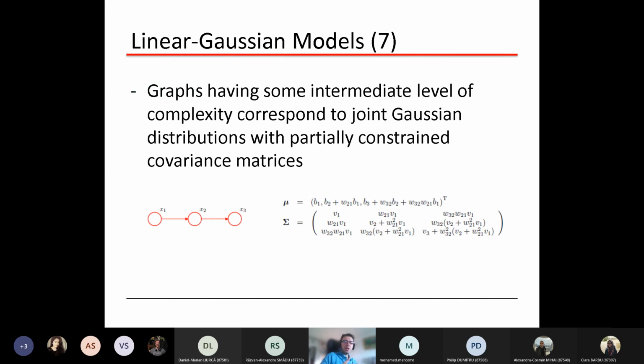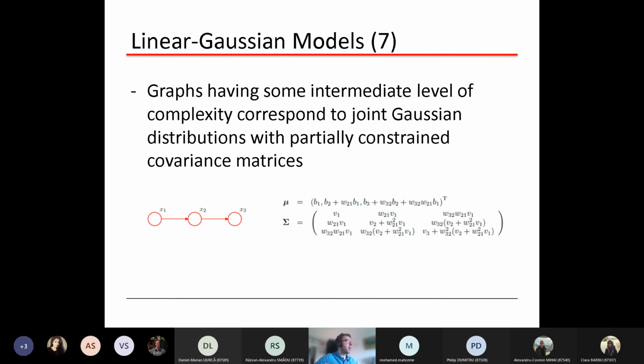And again, if we go to graphs that have an intermediate level of complexity, so not fully connected, this is similar to what we have discussed. It's a Markov chain, similar to what we have discussed for discrete variables. We're going to have covariance matrices which are simpler to express. They are kind of in between.